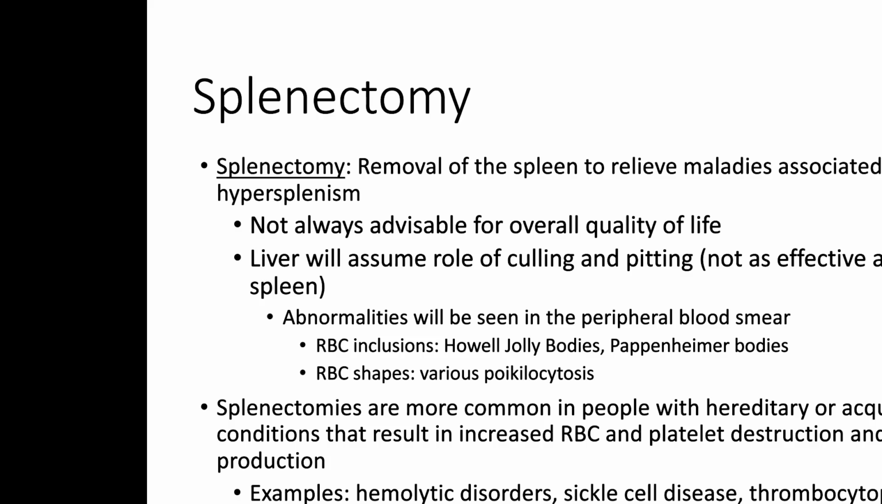So what happens is if your spleen doesn't have to do it, then you might see a bit more abnormalities found in the peripheral blood smear instead. Splenectomies are generally more common in people who have hereditary or acquired conditions that result in increased RBC and increased platelet destruction, which is generally anything that destroys red cells.